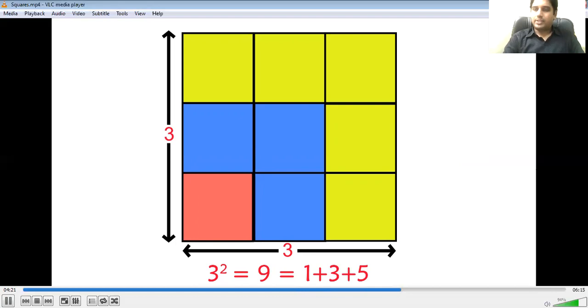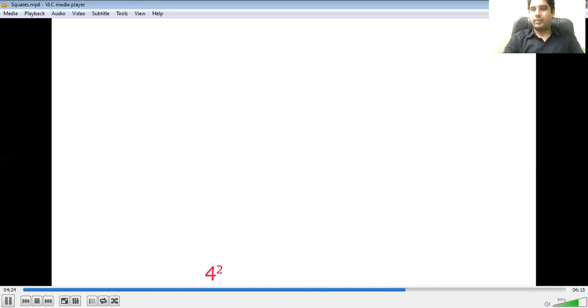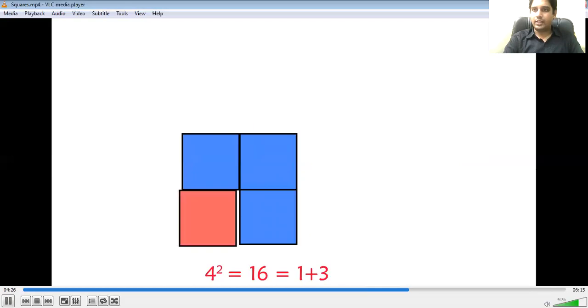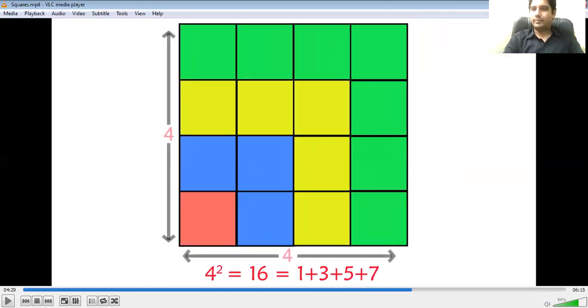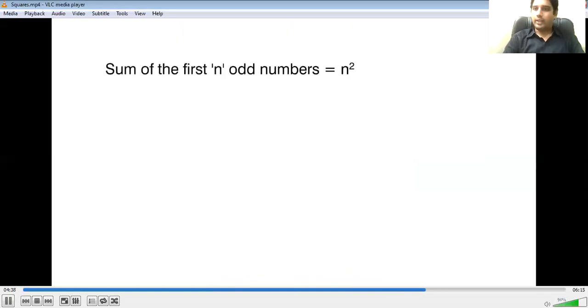Similarly, I can say sum of the first 4 odd natural numbers will be 4 square. Let us see, 4 square is 16. 1 plus 3 plus 5 plus 7. And it makes a square of 4 by 4 component. Hence, the sum of the first 4 odd natural numbers is 4 square. So every time when you add these consecutive odd natural numbers starting from the first until n, the answer would always be an n by n square, which will be formed here. So to generalize, I can say sum of the first n odd natural numbers is always equal to n square.